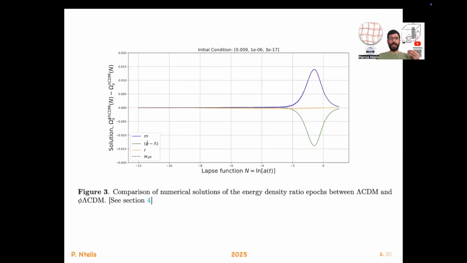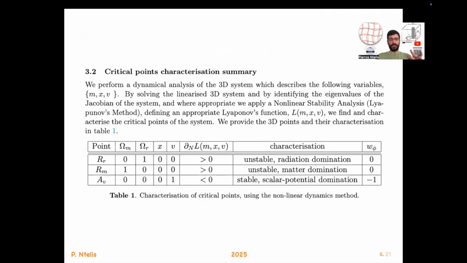Now, if we make a comparison between the ϕ-CDM and lambda-CDM, the differences are very insignificant, and where it is important is at the late time universe. So this builds a simple quintessence model which is applicable at the late time universe. Now we have done stability analysis and we have characterized the critical points of this analysis, and you see we have an unstable radiation domination, an unstable matter domination, and a stable scalar potential domination in the far future.